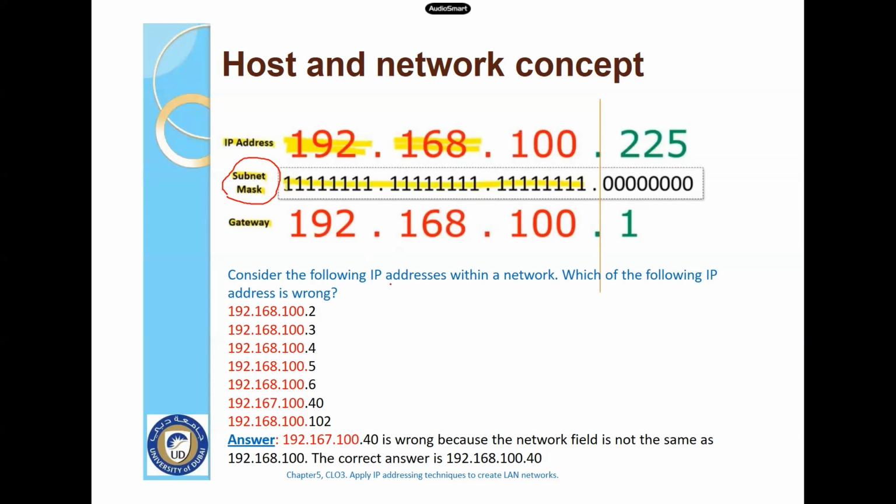Consider the following IP addresses within a network. Which of the following IP addresses is wrong? Let's give them a look. You have 192.168.100.2. I don't see any issue here. The network part is already here, 192.168.100, and the host part is 2, so it should be fine. In here, 192.168, so as long as these numbers are the same, they belong to the same network. However, if you check this one here, you notice that it's 192.167.100. So that belongs to a different network.